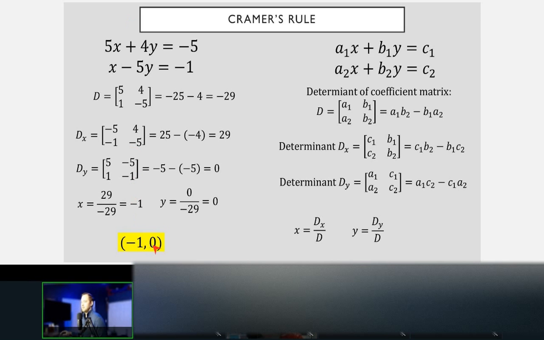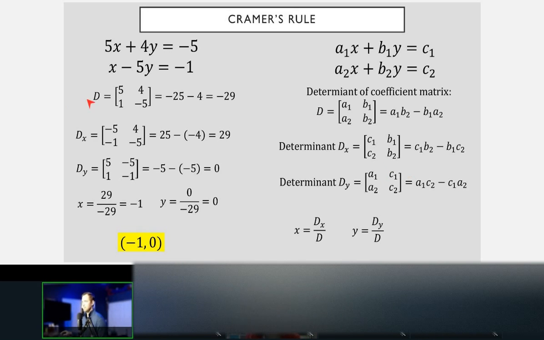How can we verify that we got the right answer? Yeah, you just plug it in, right? We plug it in to make sure it works. Another way we could have solved this is by graphing. In Desmos, you can just type in both equations and see where they intersect, and they will intersect at negative 1 comma 0. That's another way to check, instead of plugging it in. It works, yeah. So that's Cramer's rule.